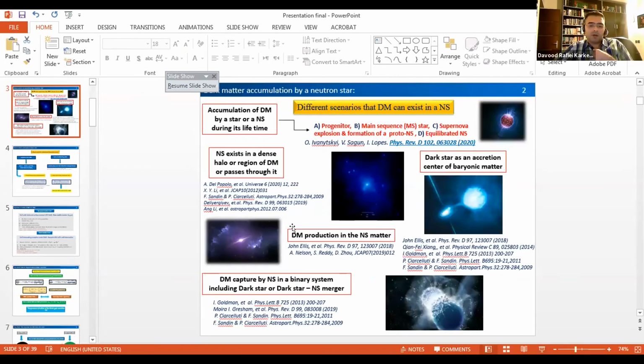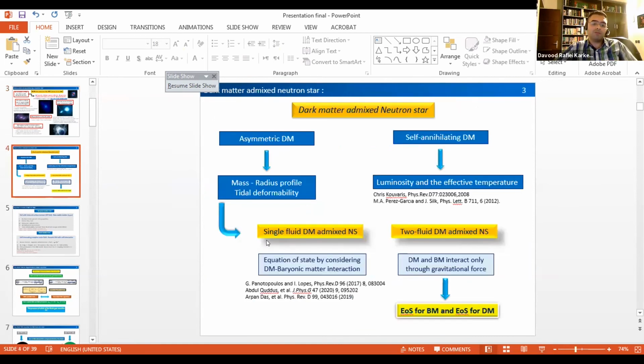I think, as I understand your question, we have different scenarios, as I said, for production of dark matter in neutron stars. And based on the scenario that you are talking about, I think maybe we can talk about a single fluid dark matter neutron star. Maybe we can check this based on the argument that you are talking about. It is my point of view, but I'm not exactly sure about this comment.